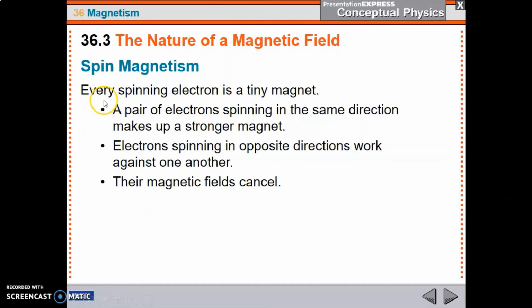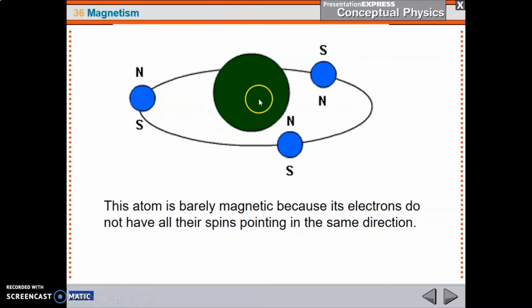So this is the result. Every spinning electron is a tiny magnet. A pair of electrons spinning in the same direction make up a stronger magnet. But electrons spinning in opposite directions work against one another. Their magnetic fields cancel. We've got a nucleus and we've got 3 electrons that are orbiting around it.